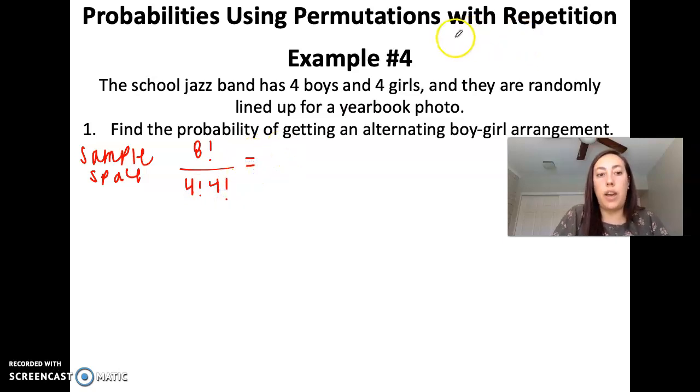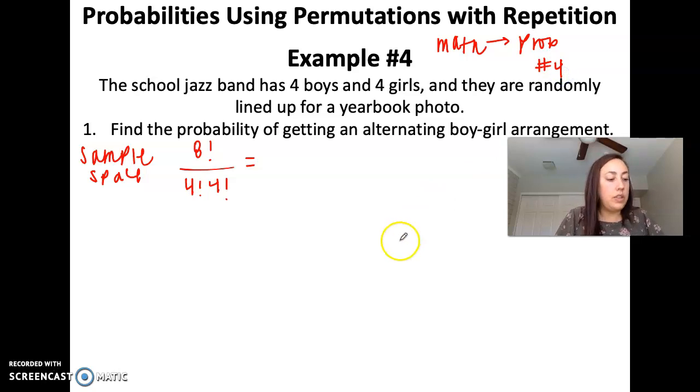You also do have a factorial button in your calculator. If you go to math probability, it's number 4. So in my calculator, I'm just going to do 8 factorial divided by 4 factorial times 4 factorial, and I get 70. So 70 ways we can arrange these boys and girls.